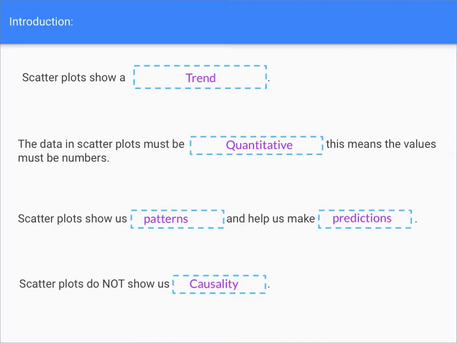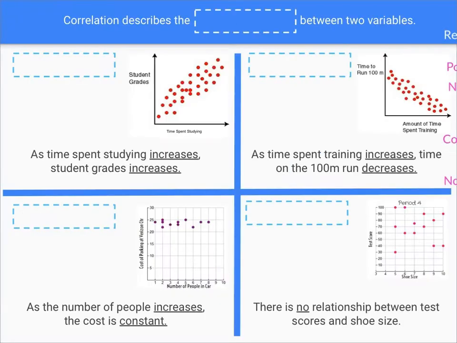Now let's take a look at correlation. Here we are looking at correlation, and there are four types of correlation that we're going to talk about. Correlation describes the relationship between two variables. So the first correlation we're going to talk about is positive correlation. That states as time spent studying increases, a student's grade increases. So positive correlation: as this one thing increases, the other thing increases.